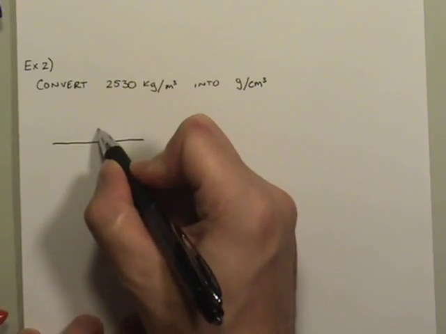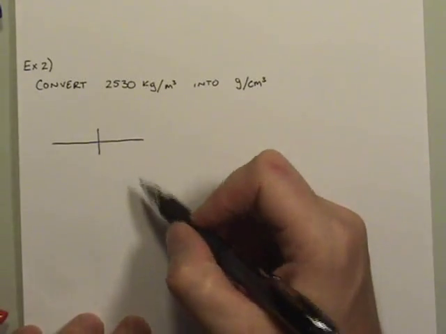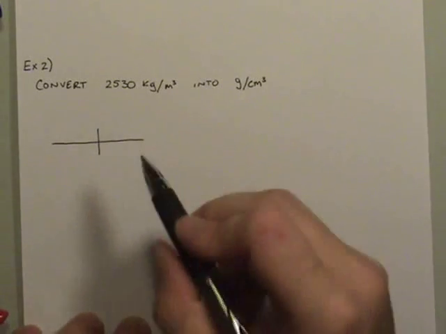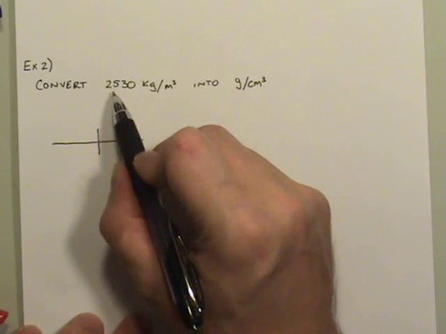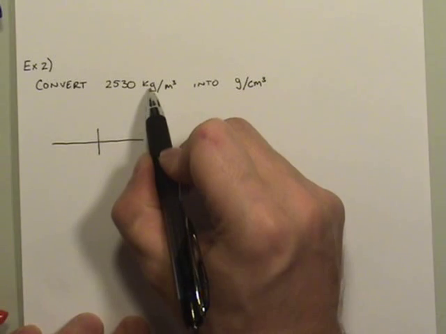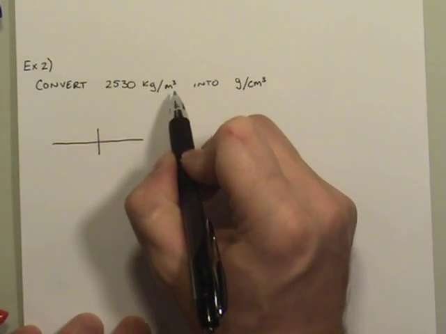We're going to start the same way. We're going to start with the single horizontal line and a short vertical line. And just like I did before, I'm going to separate the 2,530 kilograms from the 1 cubic meter that's on the bottom.